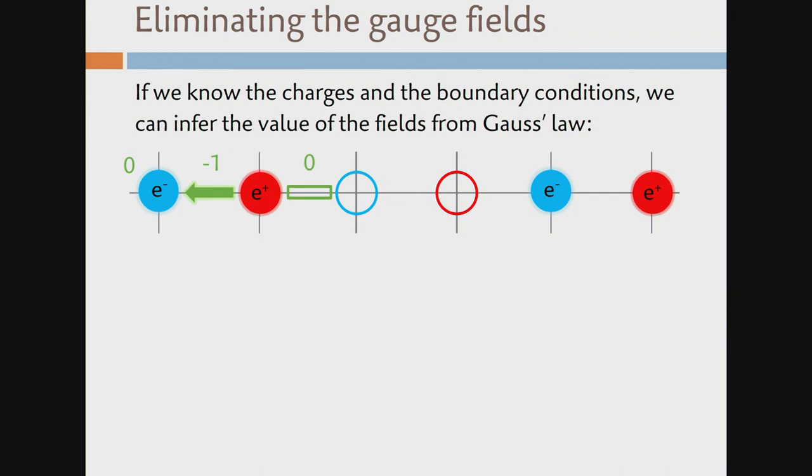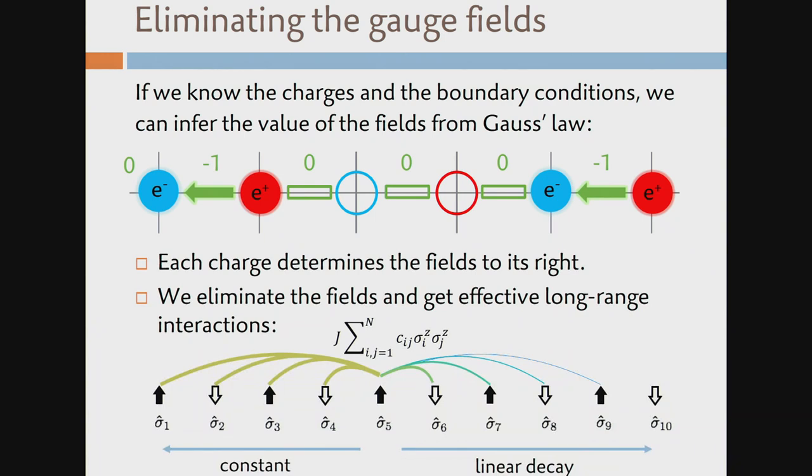Okay, and now a nice trick we can play is that if we know the boundary conditions of the electric field, say the field is zero here, then I go through a minus one charge, so the electric field is worth minus one, then I go through a plus one charge, so it's zero again, zero, zero, zero, minus one again. So by knowing the boundary conditions and the distribution of matter in my system, so the charges, I know the field everywhere. So I can trace it out. And what I do when I trace it out is I get an effective spin Hamiltonian. I have removed all these gauge fields and I'm left with an effective spin Hamiltonian where I have these long-range interactions that come from having eliminated the gauge fields.